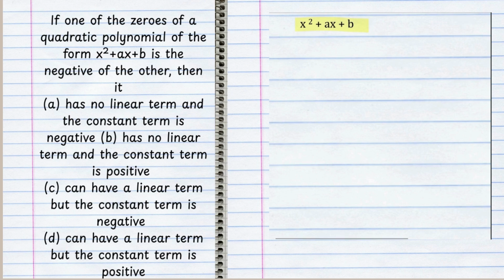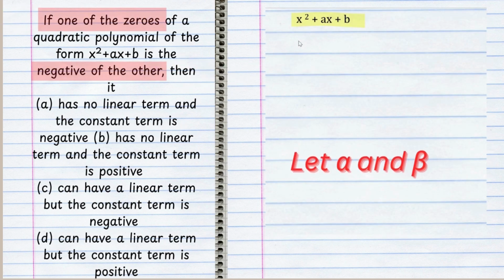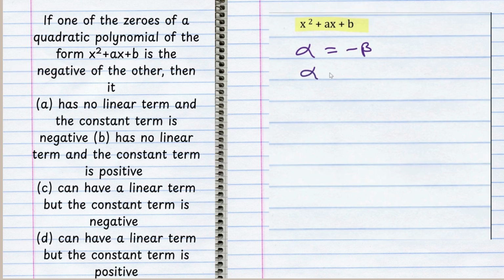Given this polynomial, since one zero is negative the other, let's say if I take alpha and beta as the two zeros, then one zero is negative the other. So can I write alpha equals negative beta? And on transposing beta to the left hand side, we can say that alpha plus beta equals 0.